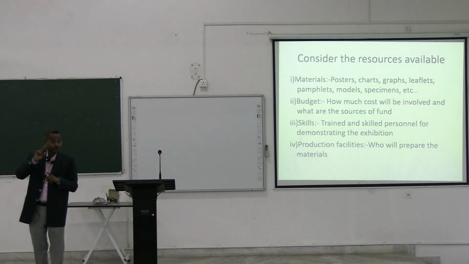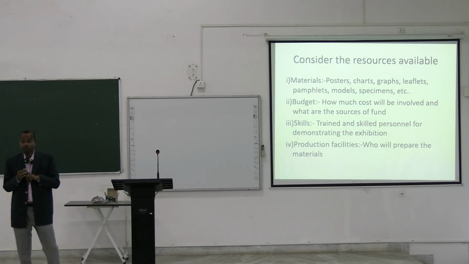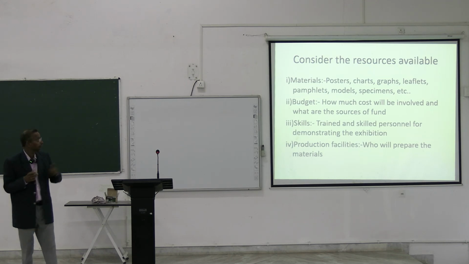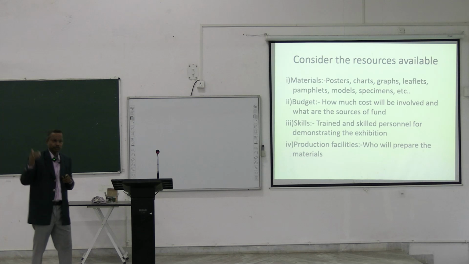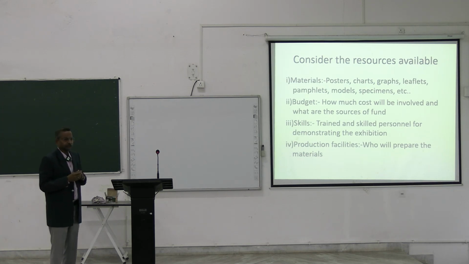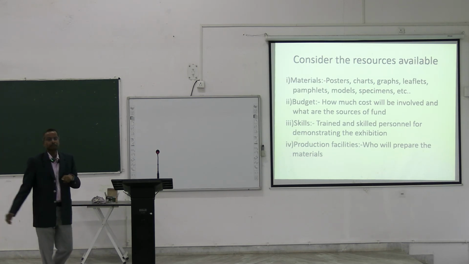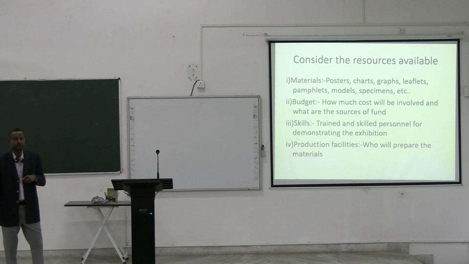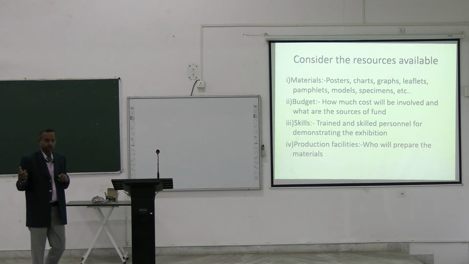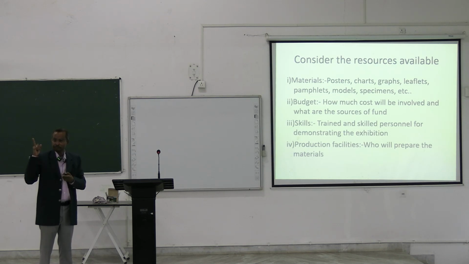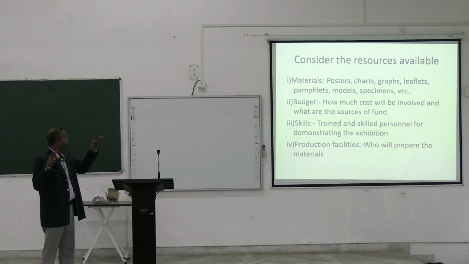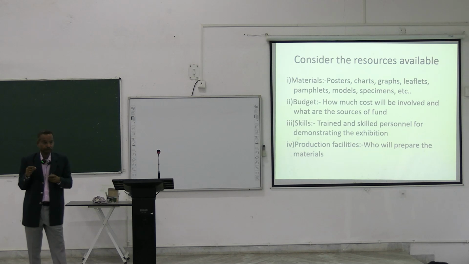What I told you, what methods and materials we will use. So what materials, how we will procure them. So first we have to think about the materials. What type of material we will use? Posters, charts, graphs, leaflet, pamphlet, models, specimen, video. Okay, we have to procure it. Next one, budget. Cost, how much cost will be involved, and what are the sources of this fund.